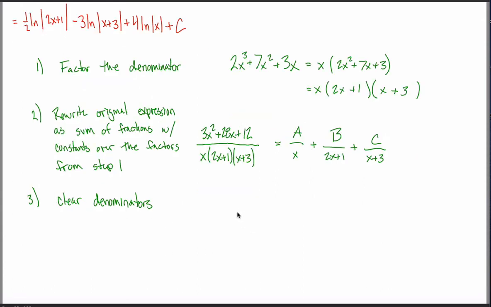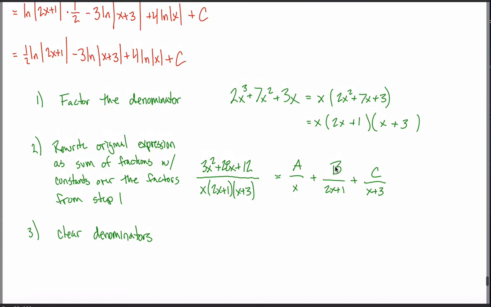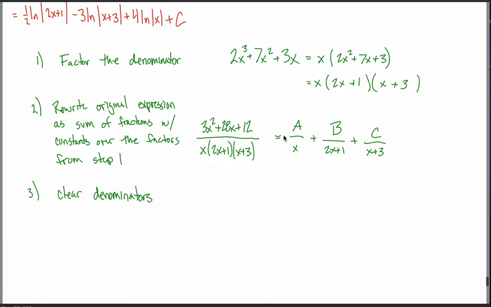It's kind of a satisfying step. What I'm saying here is we're going to multiply both sides of the equation by x times 2x plus 1 times x plus 3, by these factors that we figured out that appear on both the left-hand side of the equation and the right-hand side of the equation. So I'm going to multiply both sides of the equation by that stuff.